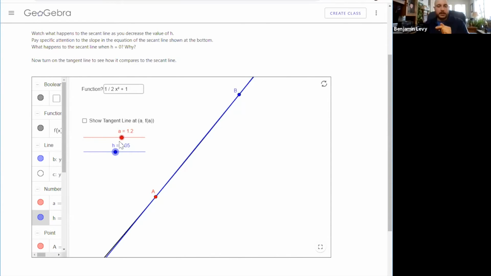I'm going to switch back to my iPad in a second and show you the implications of this in the notes. But are there questions about what I'm trying to say from this applet before I switch back? So I'm just going to look at this in terms of the limit.